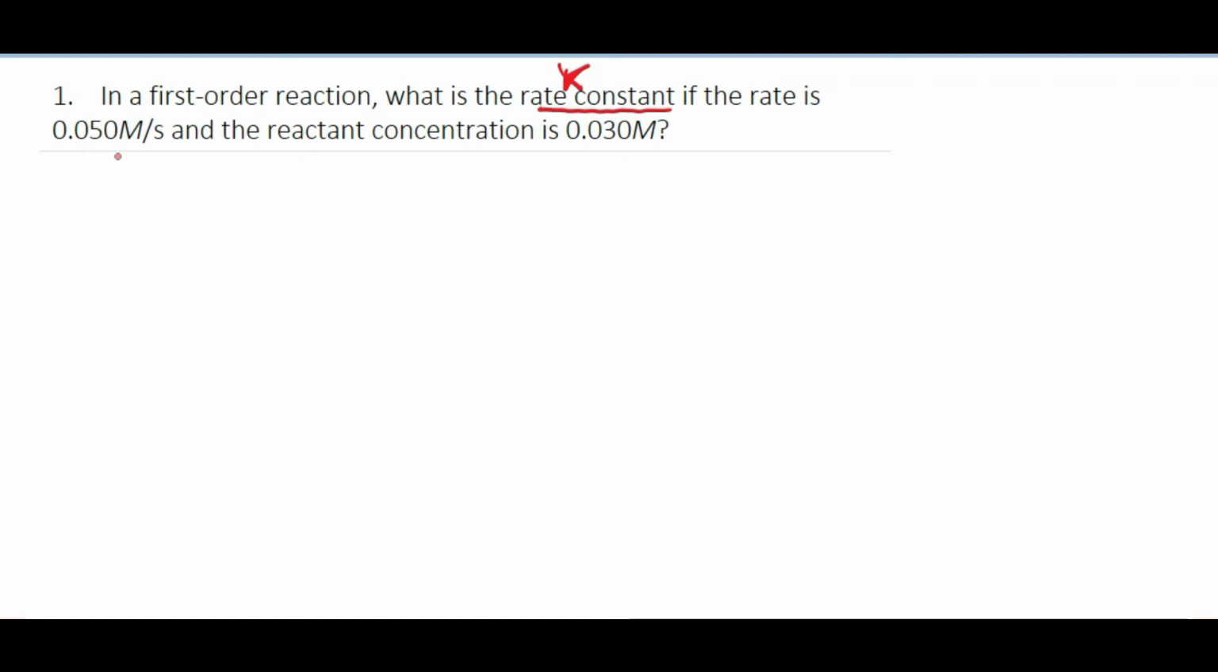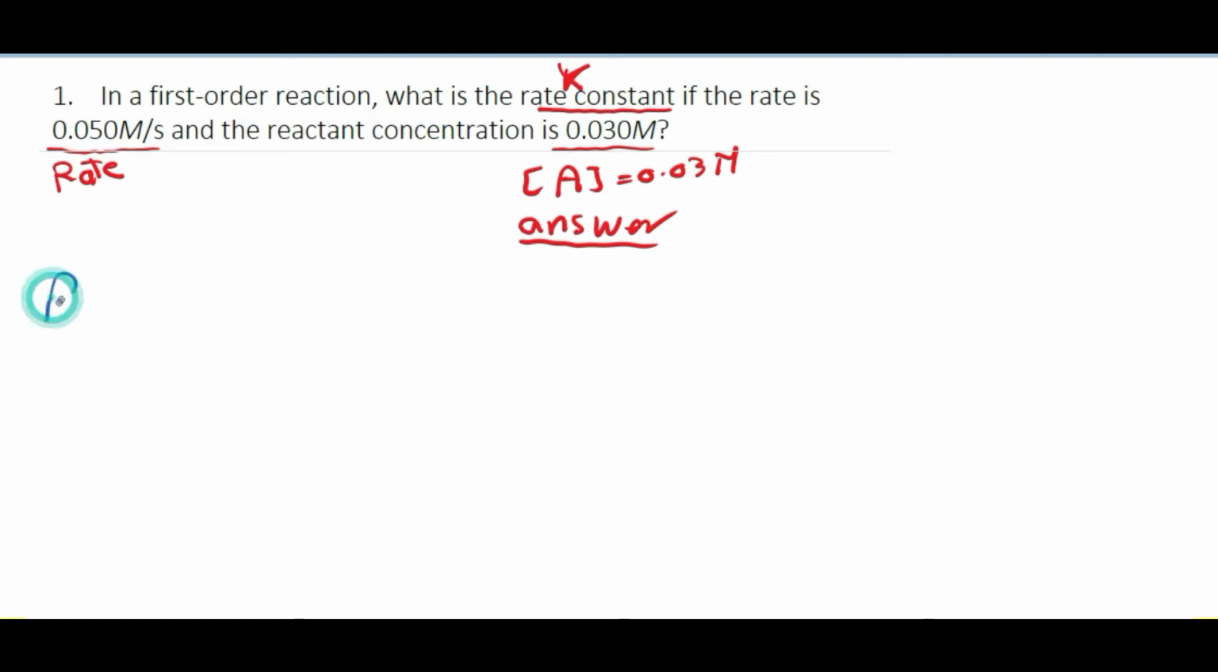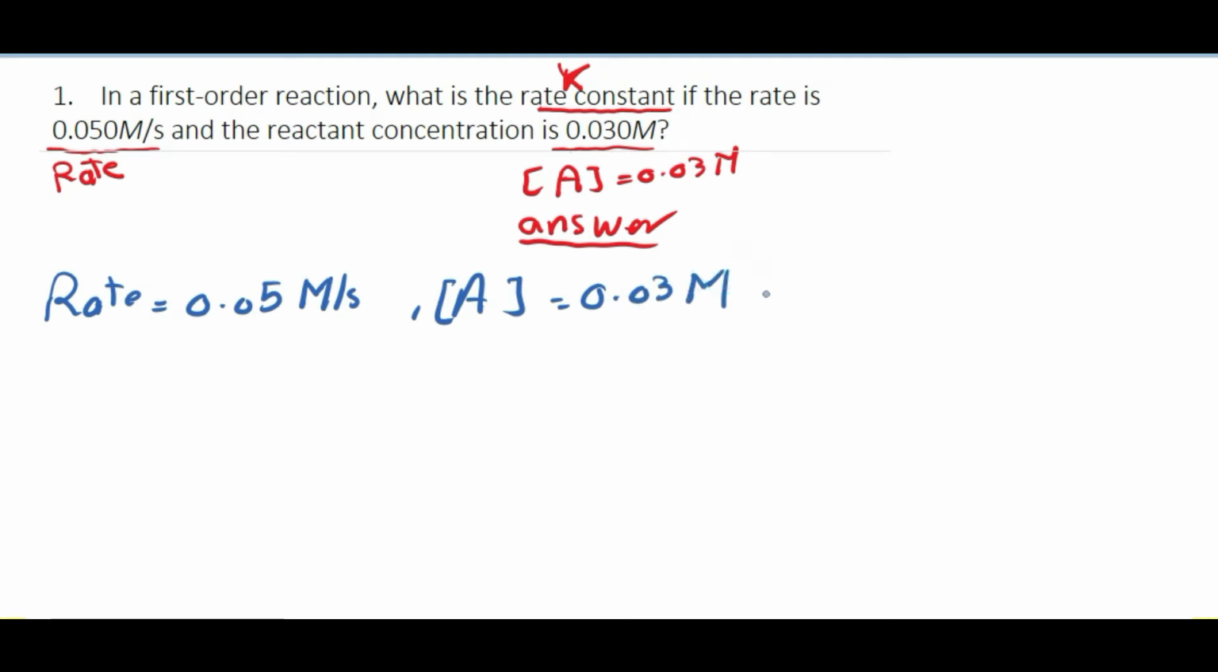If the rate is 0.05 molarity per second, so here you have the rate of reaction, and the reactant concentration is 0.03 molarity. So here A equals 0.03 molarity. Okay. The first step you should write is the given. What is the given here? The given: rate equals 0.05 molarity per second, and the concentration A equals 0.03 molarity. He asks you about the K, unknown, the rate constant.